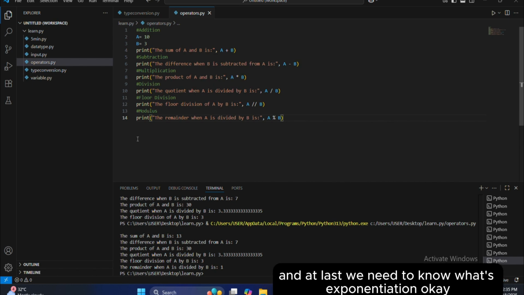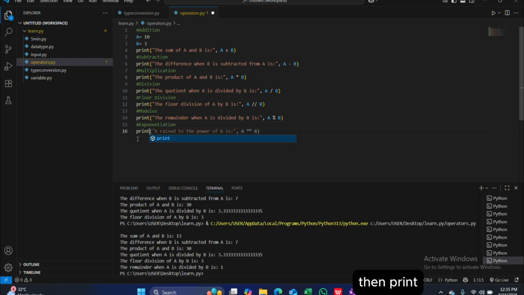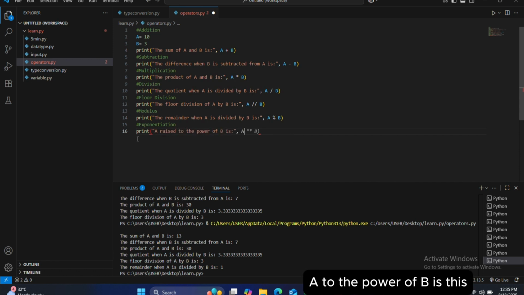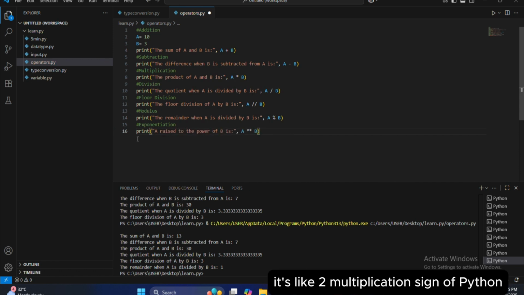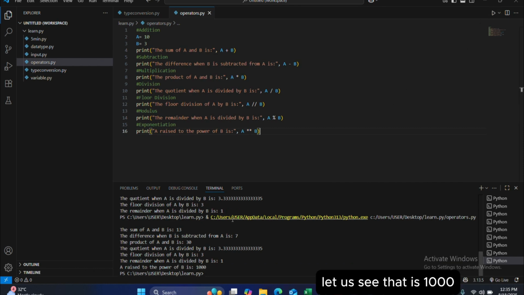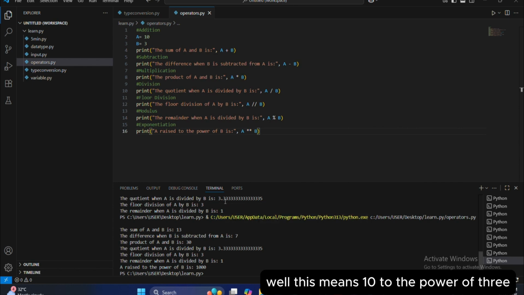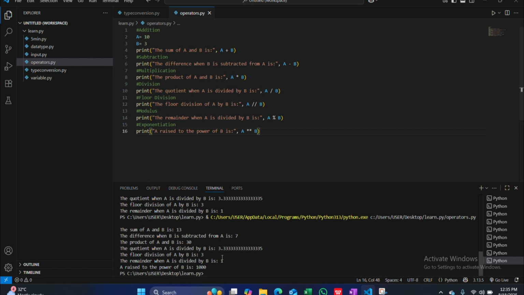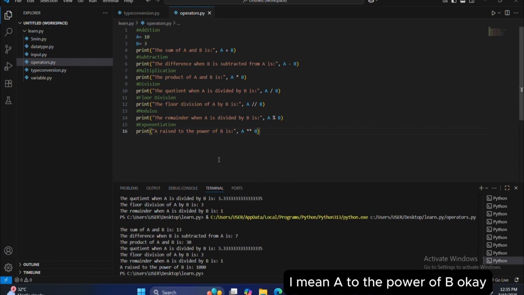And at last, we need to know what's exponentiation. Okay. Then print a to the power of b is this. It's like 2 multiplication signs in Python. Let us see, that is 1000. Well, this means 10 to the power of 3, a to the power of b.